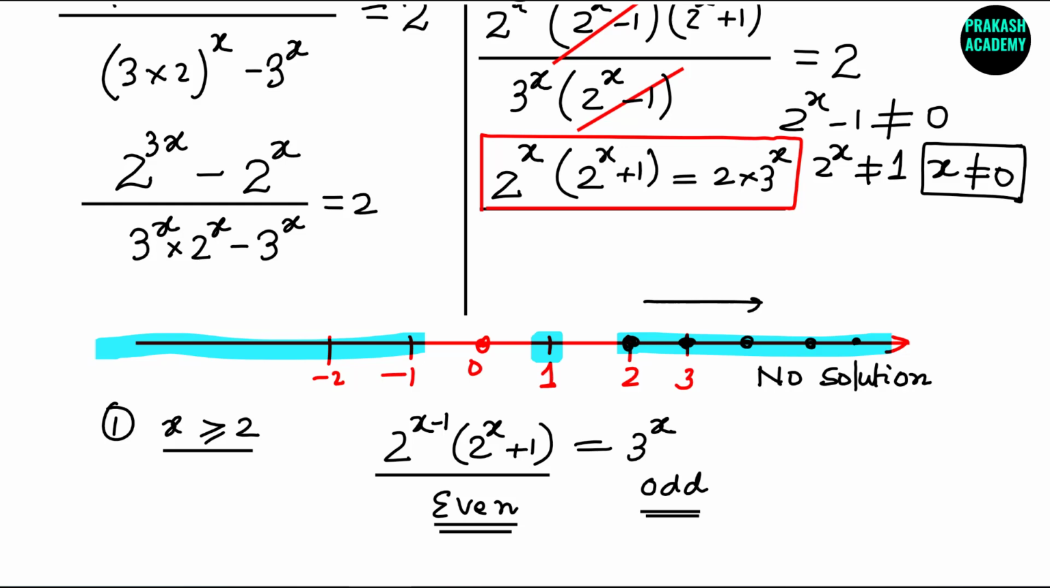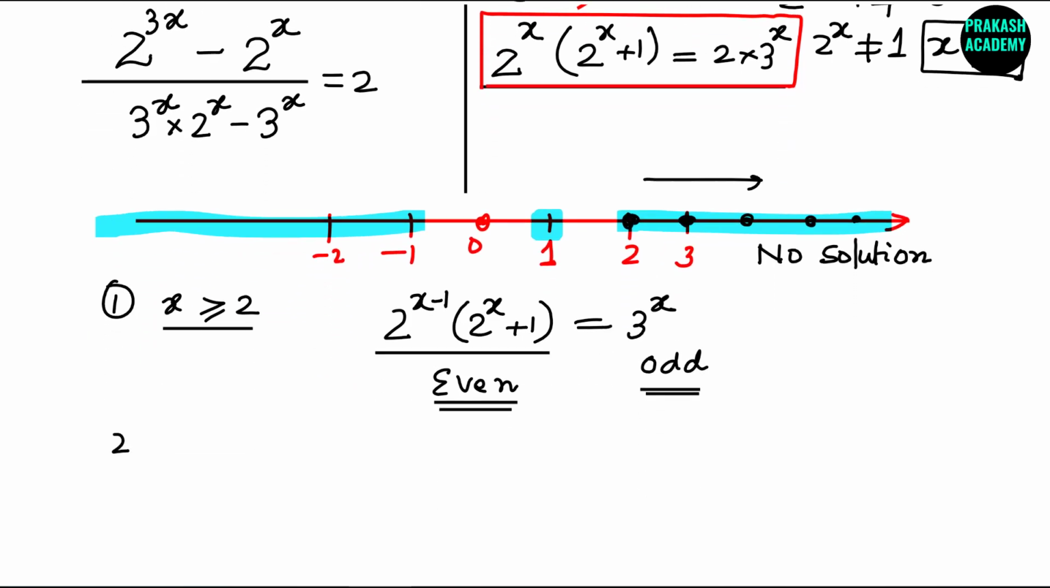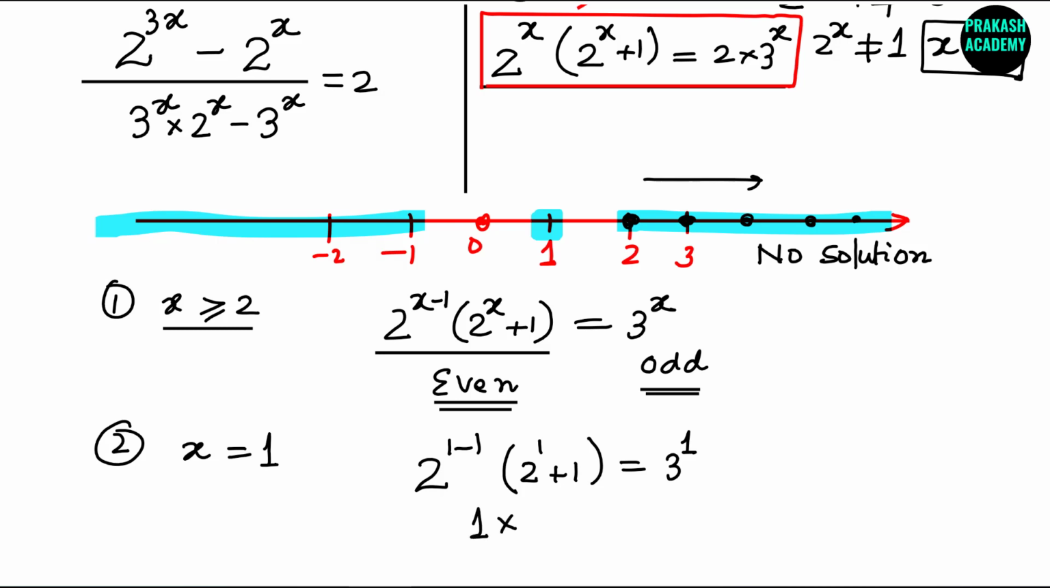Now x is equal to 1. What about x equal to 1? x equal to 1 satisfies this equation, that is 2 raised to the power 1 minus 1 times 2 raised to the power 1 plus 1, and this is equal to 3 raised to the power 1. So this is 2 raised to the power 0, that is 1, times 2 plus 1, which is 3, and this side we also have 3. So x equal to 1 is a solution.